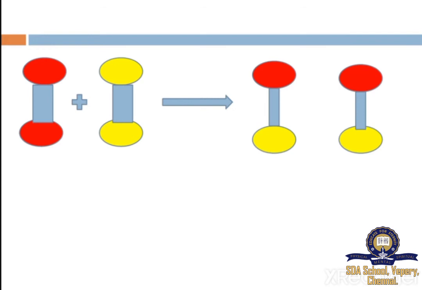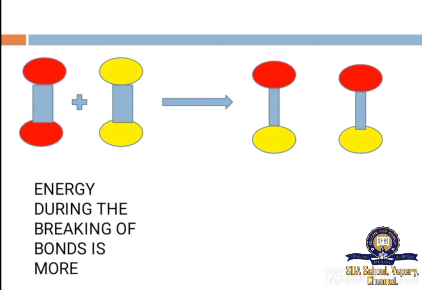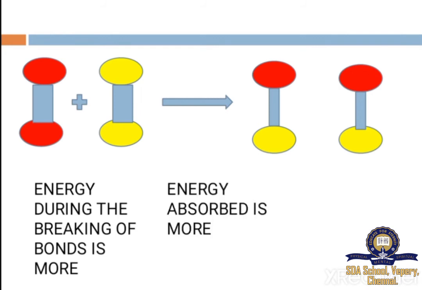Here we need to break these bonds which are thicker to form these bonds which are thinner. Which process needs more energy? Yes, breaking of bonds needs more energy, right? Energy during breaking the bonds is more, right? In other words, energy absorbed is more. When a reaction absorbs more energy, then this reaction is known as an endothermic reaction.